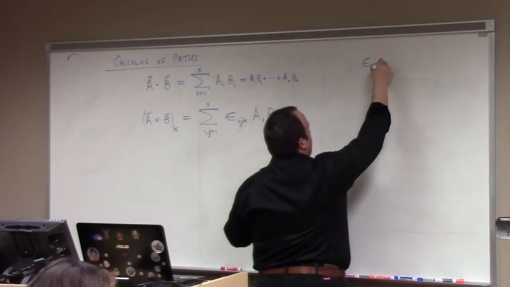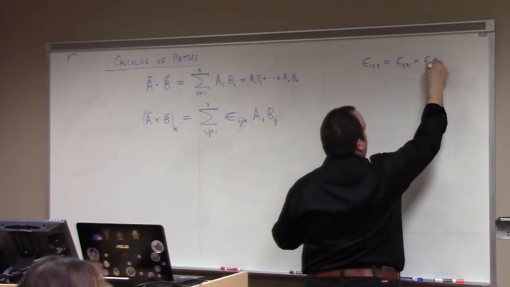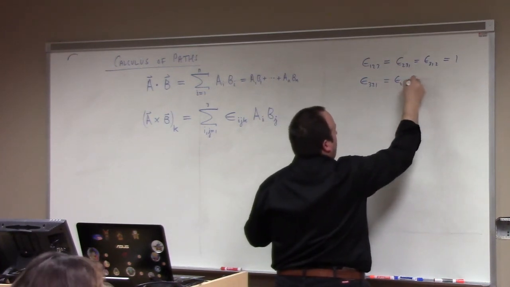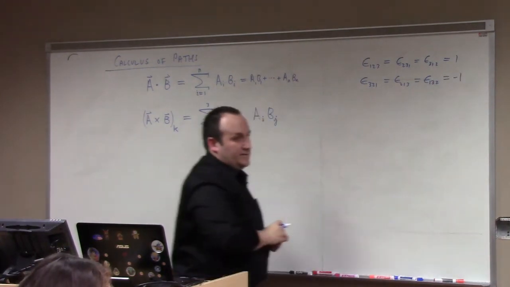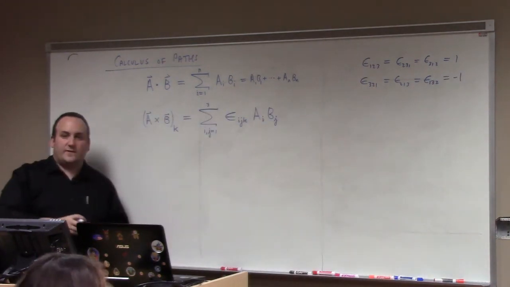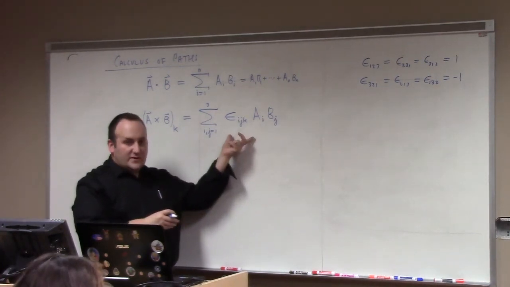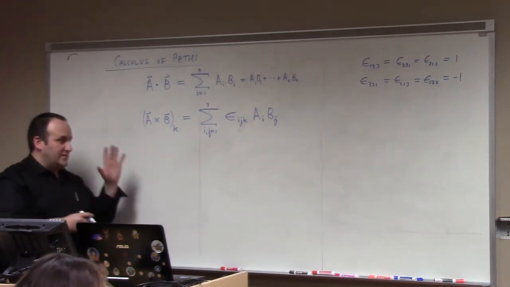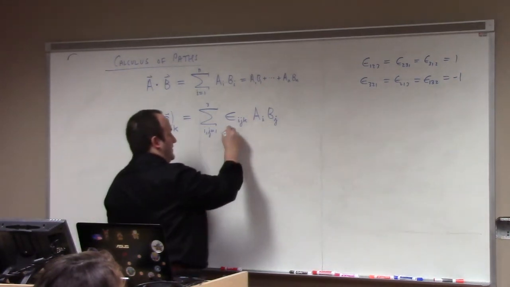Epsilon 1, 2, 3 equals epsilon 2, 3, 1 equals epsilon 3, 1, 2, which is 1. Epsilon 3, 2, 1 equals epsilon 2, 1, 3 equals epsilon 1, 3, 2, which equals minus 1. Those are exactly the pluses and the minuses that we put in the cross product. So this is just a slick formula for saying those 6 terms which are non-zero and combine A sub i and B sub j. It's a nice, slick formula for the cross product. Again, this thing is the so-called Levi-Civita symbol.